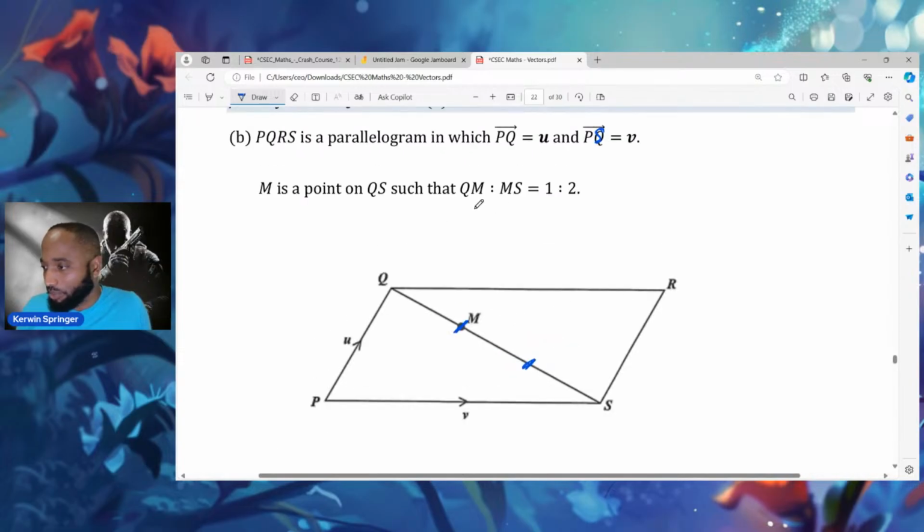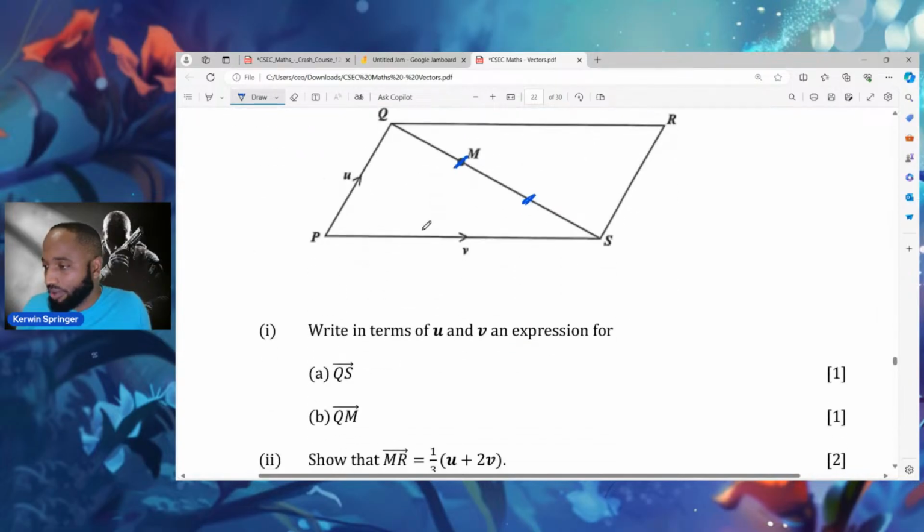Now let's see what's up. You see I've split it up and used my information. Now, in terms of U and V, find an expression for QS. So there's a different style of vectors. We want to write an expression for QS. The key to vectors is finding another way.